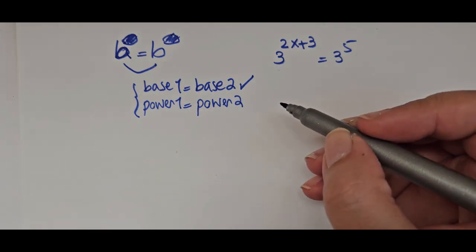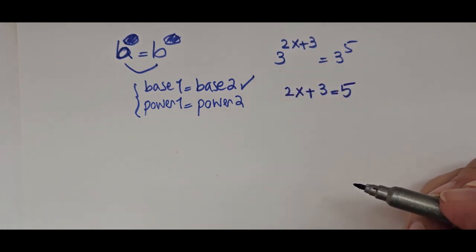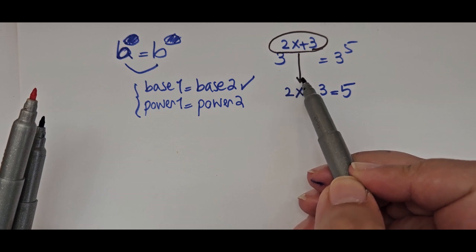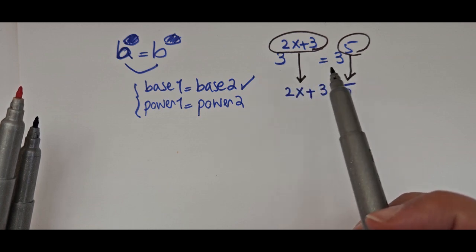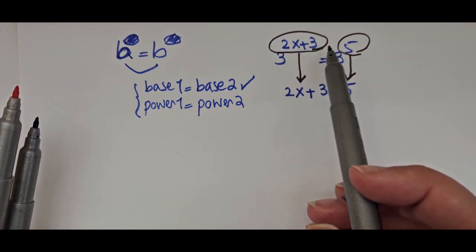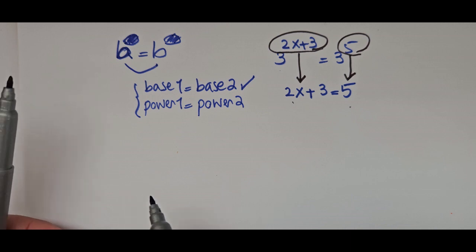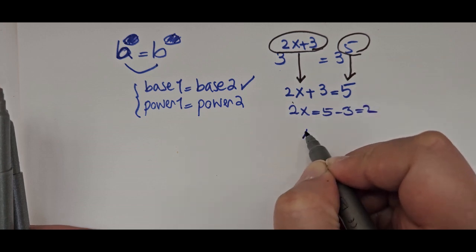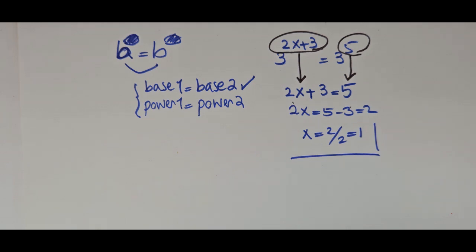So here, what we should do, we should say that 2x plus 3 must be equal to 5, right? Because 2x plus 3 is actually the exponent on this side, and 5 is the exponent on the other side. So not only the two bases must be equal, but also the two exponents must be equal. That's how I get this equation, and this is a very simple type of linear equation. So you would say 2x is equal to 5 minus 3, which is 2. So x would be 2 divided by 2, which is 1. And this is the final answer. So you solve an exponential equation, the x is 1.